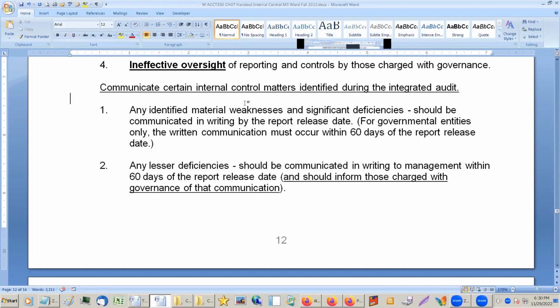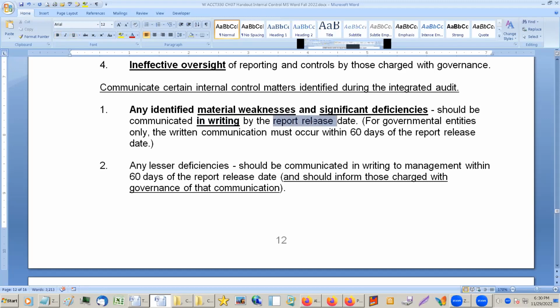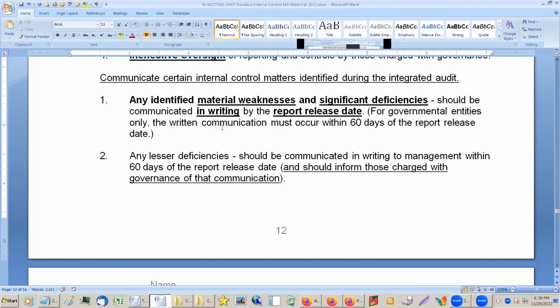Okay, so what happens when you find an internal control weakness? It is to be communicated in writing by the report release date. For government entities, the written communication must occur within 60 days of the report release date.